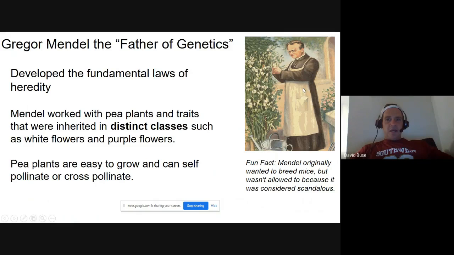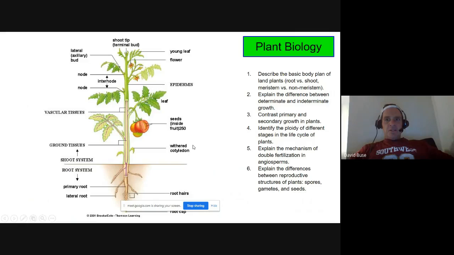Gregor Mendel was an Austrian monk. He worked in a very quiet place where he was able to collect some very important data. Unfortunately, his data was not discovered until after his death, and he is celebrated as the father of genetics. During this presentation, I wanted to take a minute to review with you some of the structures of plants and some of the skills of plants.